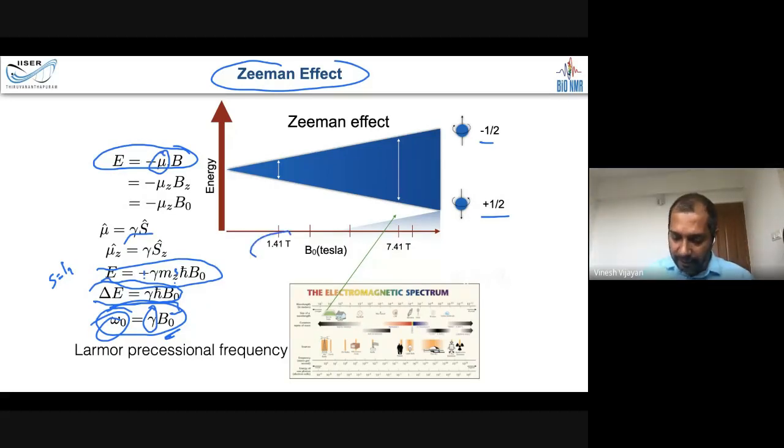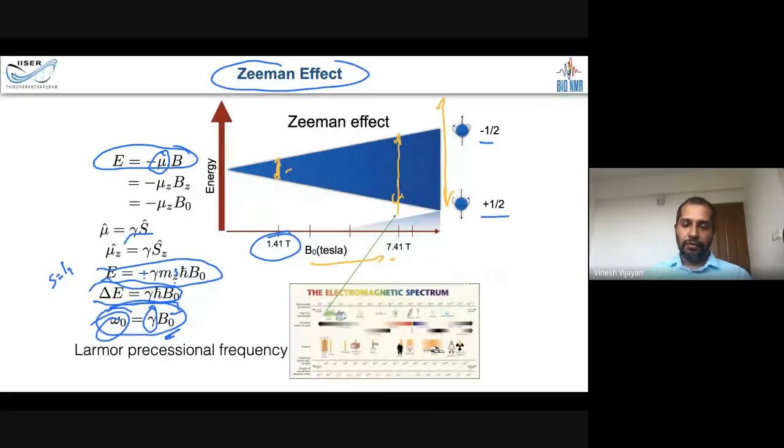For example, just look at 1.41 Tesla. The energy gap is this much. Okay, the energy gap is only this much. But as you increase the Tesla, let's say this is at 7.4 Tesla, the energy gap is larger. You go further, like 11.74, the energy gap would be much bigger.